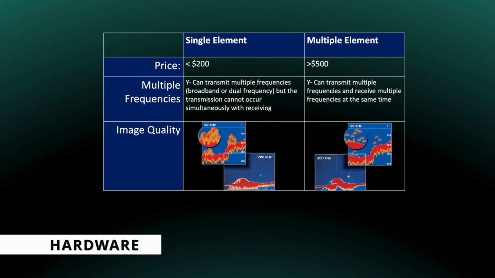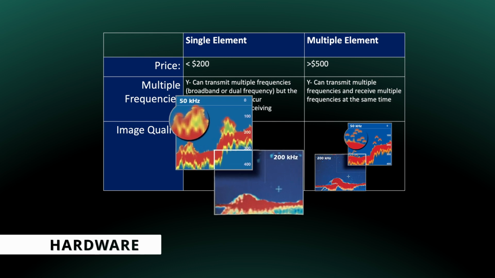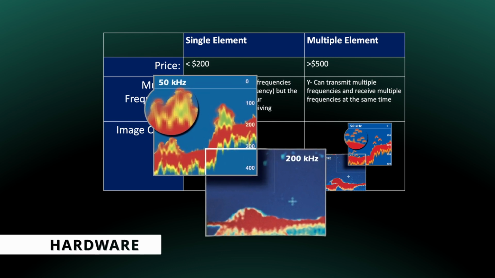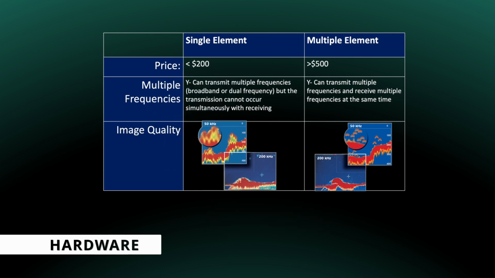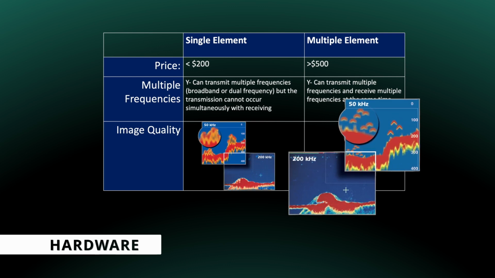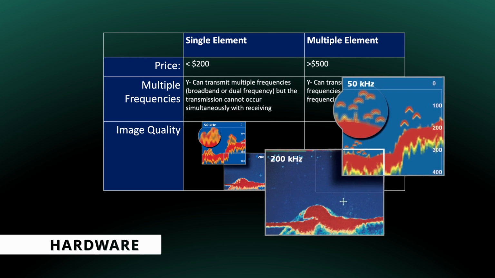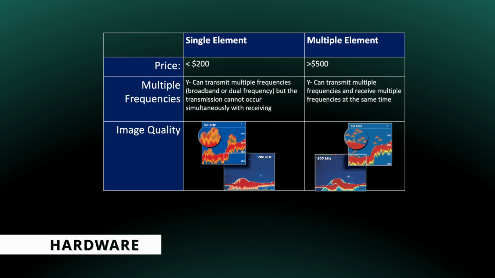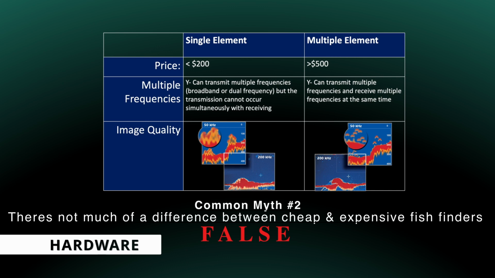A single element transducer is typically going to create a much blurrier image. And you can see on that picture there, the level of definition is significantly worse. On a multiple element transducer, which are about $500 and up, you'll see a lot higher definition than you would on a single element. This brings me to my next common myth.